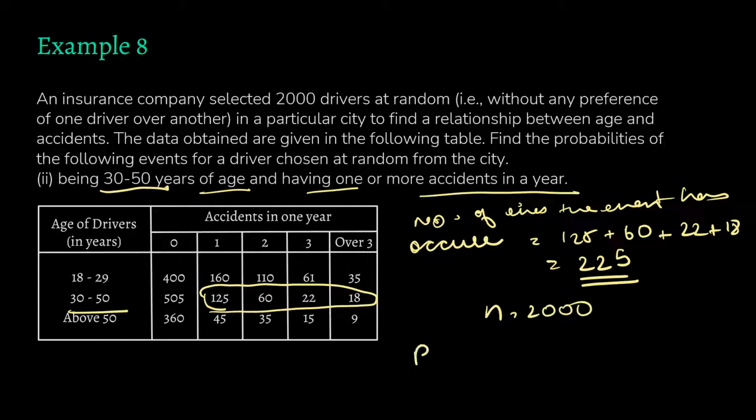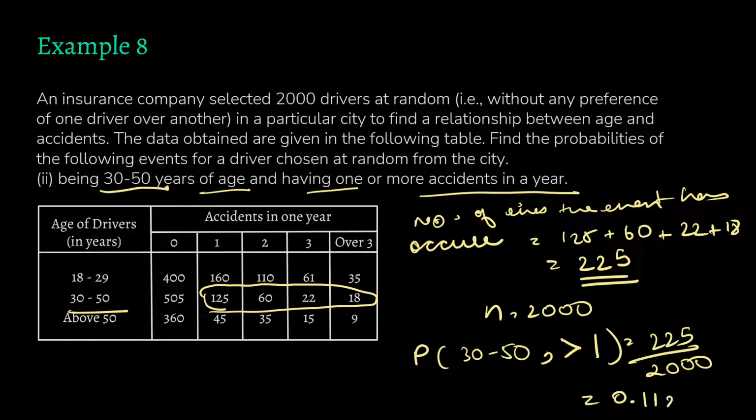So our probability of 30 to 50 years with more than one accident would be 225 divided by 2000, which will give our answer to be 0.1125. So this is our probability that such a driver is being chosen.